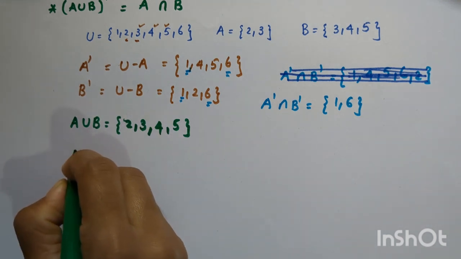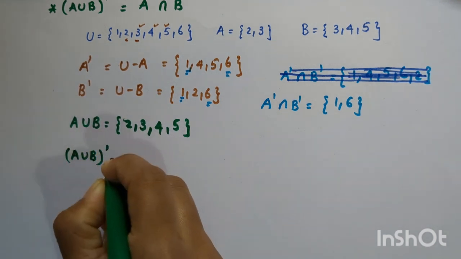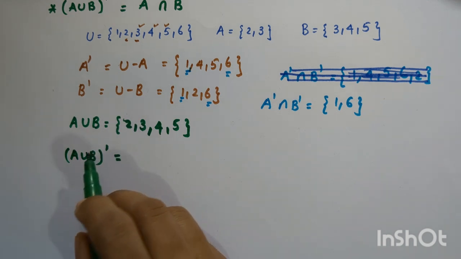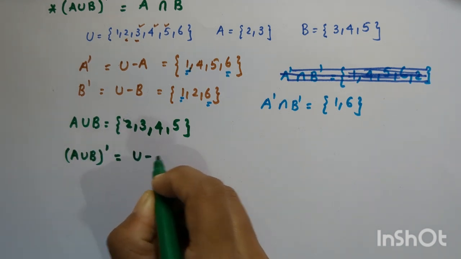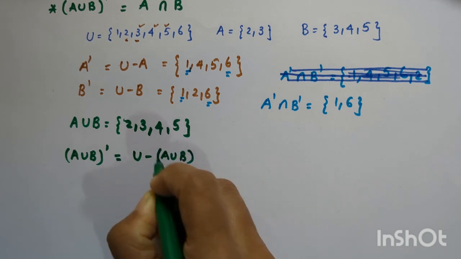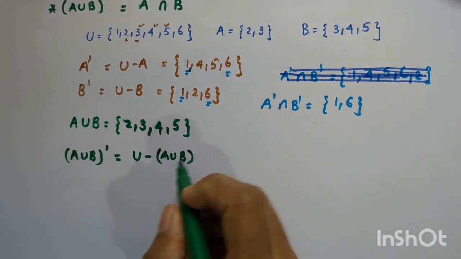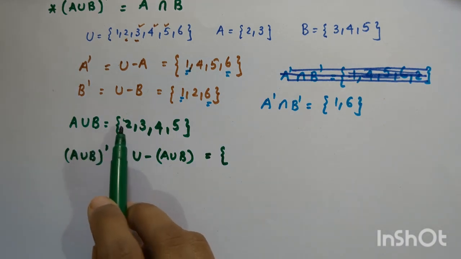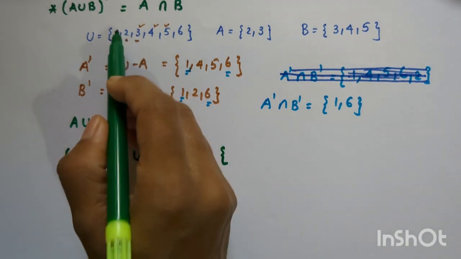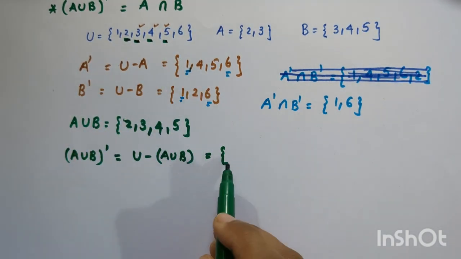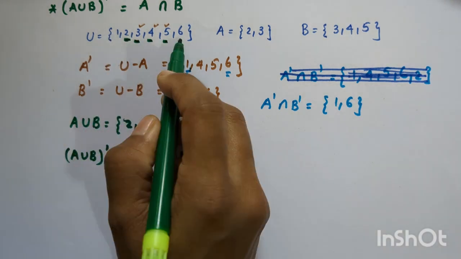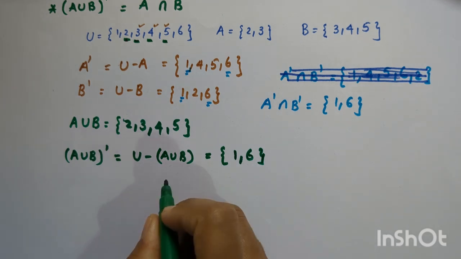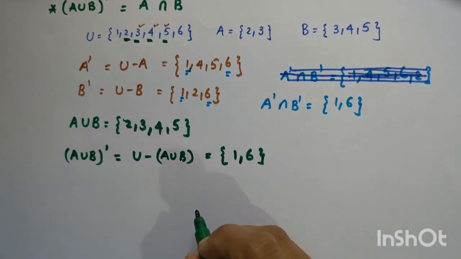Okay, now what about A union B complement? When you write A union B complement, you want to subtract A union B from the universal set. See, in the universal set you have these elements. In A union B you have 2, 3, 4, 5. So 2, 3, 4, 5 should not be written here. The rest of the elements are 1 and 6. So you can write 1, 6 here. This is A union B all complement.